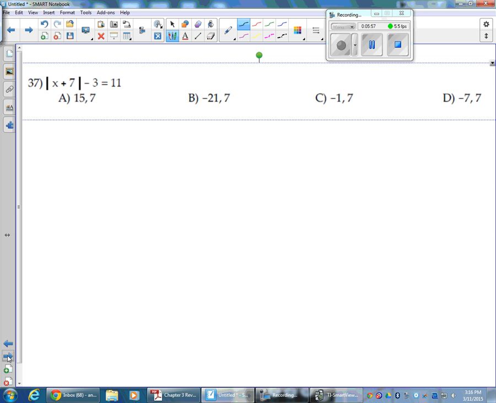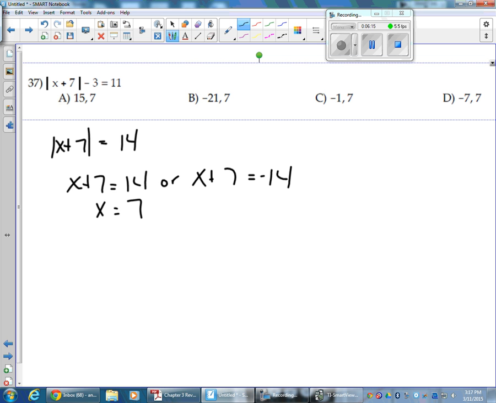All right, number 37. Before I can do this problem, I've got to isolate the absolute value. So the first thing I'm going to do is add 3 and move it to the left, which gives the absolute value of x plus 7 equals 14. So x plus 7 equals 14, or x plus 7 equals negative 14. Subtract 7, subtract 7, so 7 and negative 21. My answer is B. Again, go back and make sure it really works. Use the absolute value on your calculator.